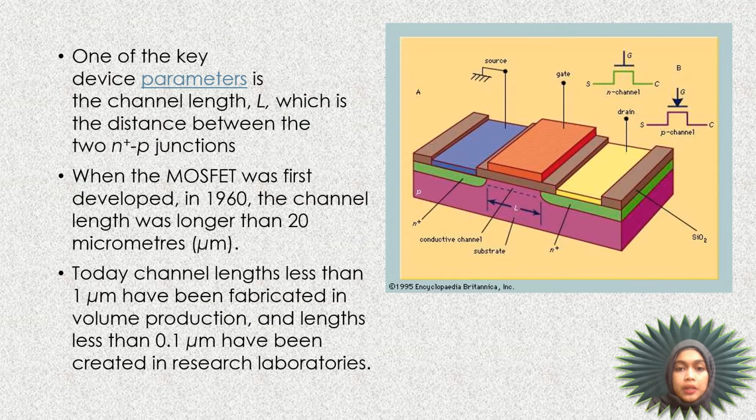One of the key parameters is the channel length, which is the distance between the two N plus and P junctions. This is L. When the first MOSFET was developed in 1960, the channel length was longer than 20 micrometers. Today, channel lengths less than 1 micrometer have been fabricated in volume production, and lengths less than 0.1 micrometer have been created in research laboratories.